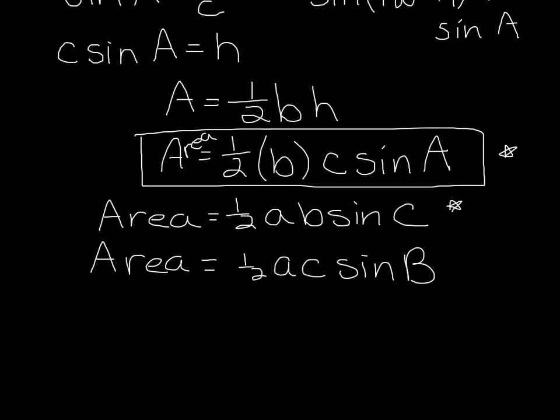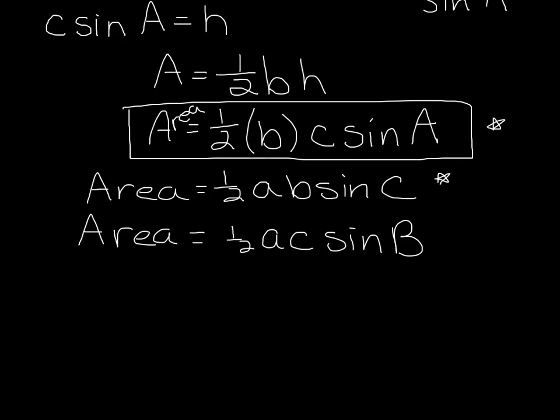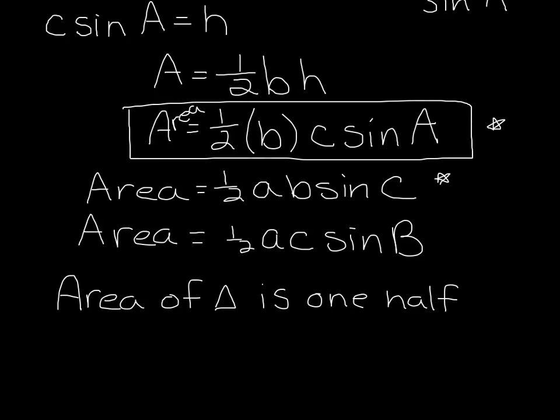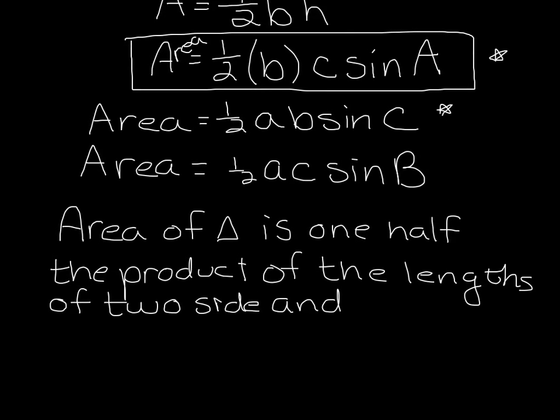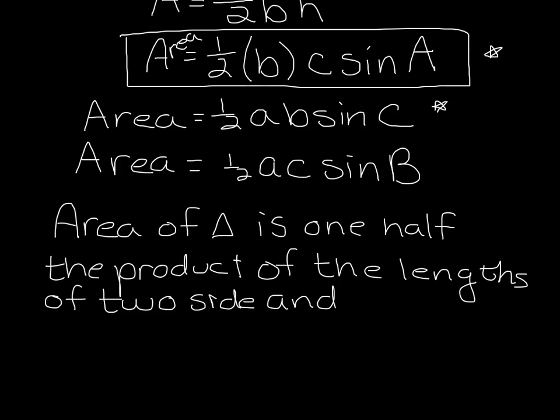So we could say that the area of a triangle is 1/2 the product of the lengths of two sides and the sine of the angle between those two sides.